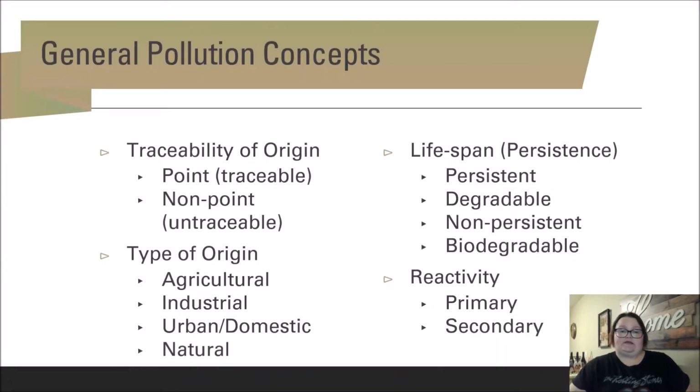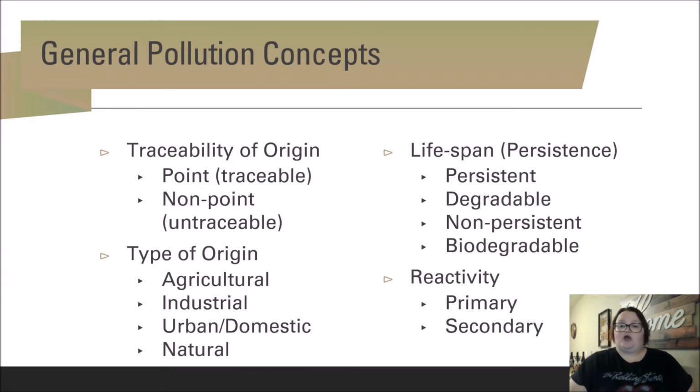Before we begin talking in detail about air pollution, we need to ensure that we are working from common terminology. Air pollution can be discussed in one of 4 ways, based on the categorization of the pollutant by traceability of origin, type of origin, lifespan, and reactivity. Let's look at each of these in turn.